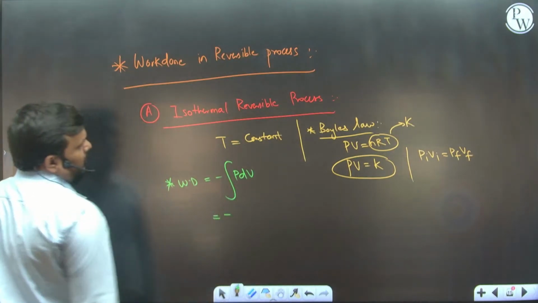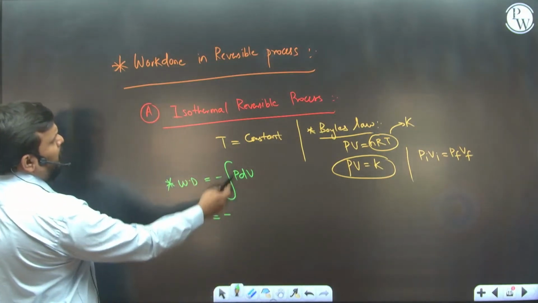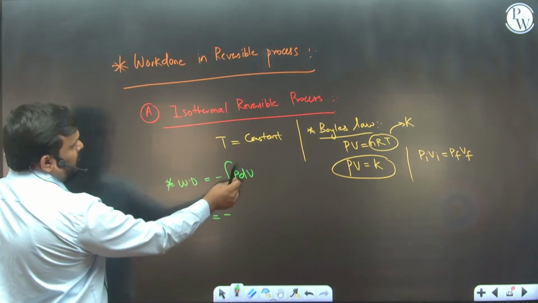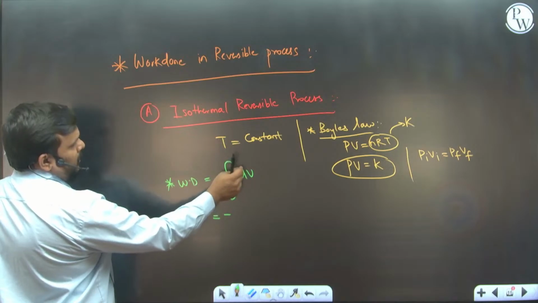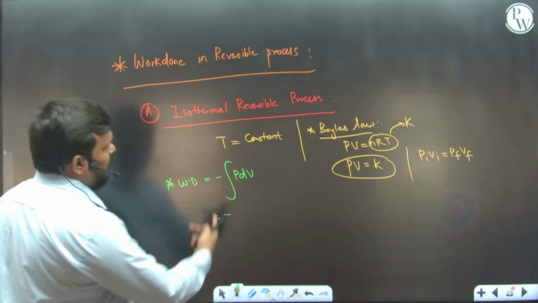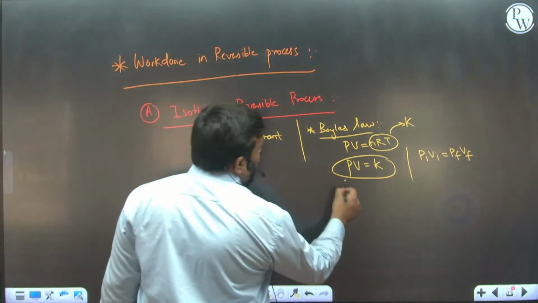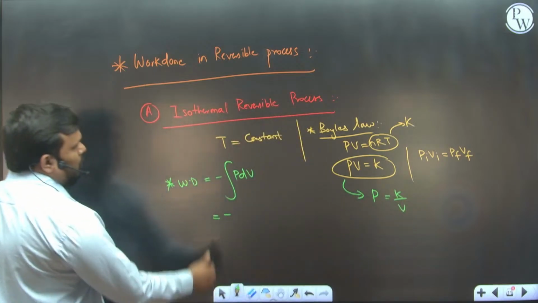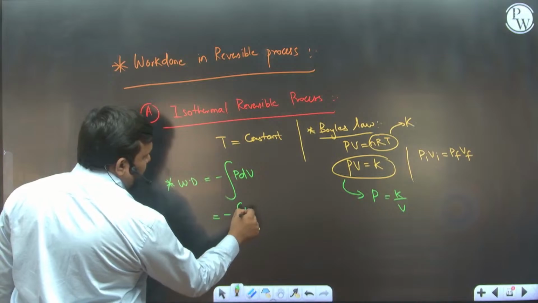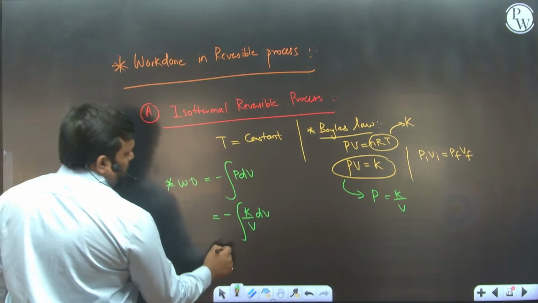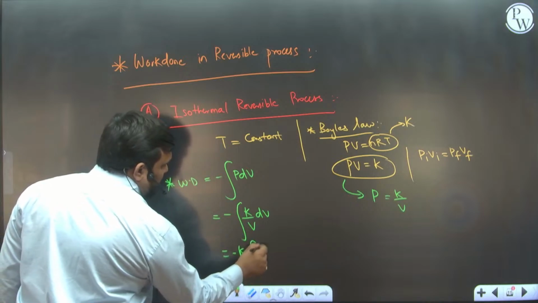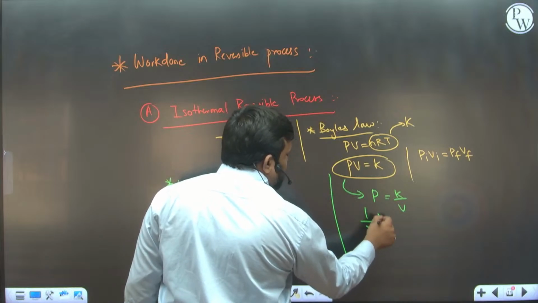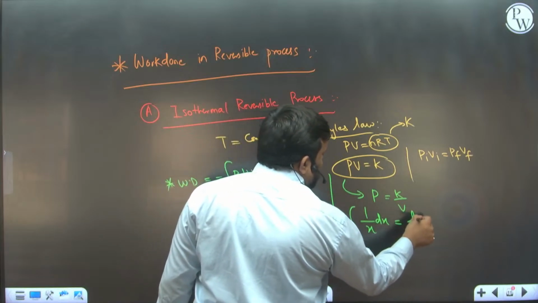So let us see how we will proceed. Here P is not constant. See, for integration along with dV there should be a term which is integrable. With dV we should have the V term. But here we are having pressure. So from here we can get pressure is equal to K by V. So put this pressure is equal to K by V in this integration of K by V dV. Minus K will come out, integration of dV by V. And everybody knows the integration of 1 upon x dx is natural log of x plus c.